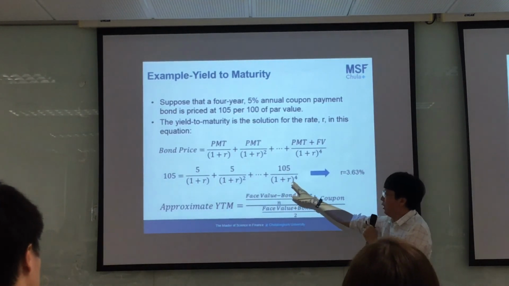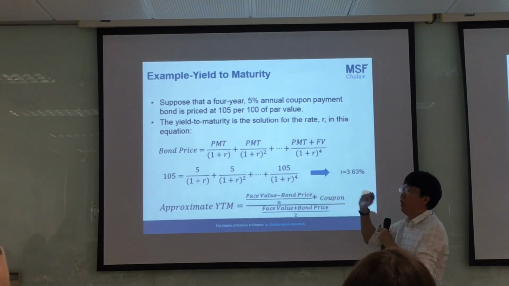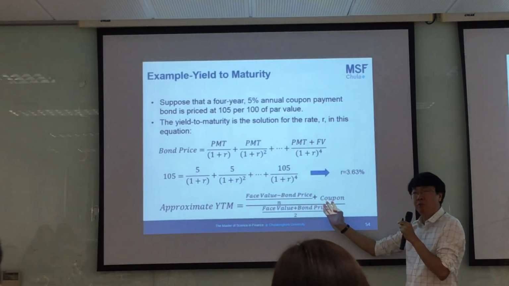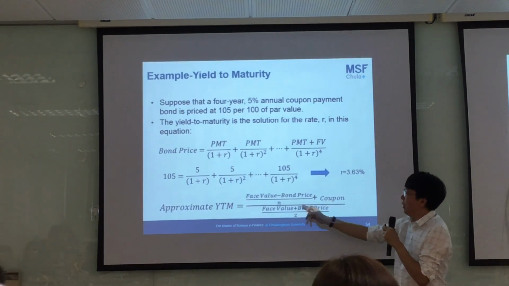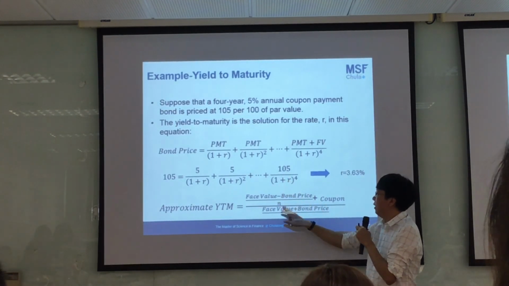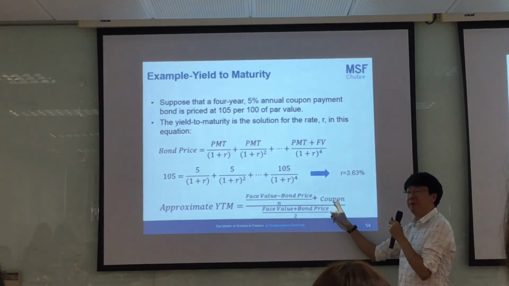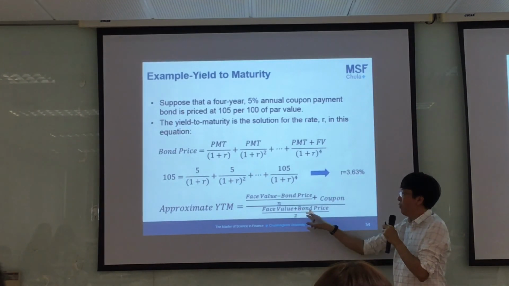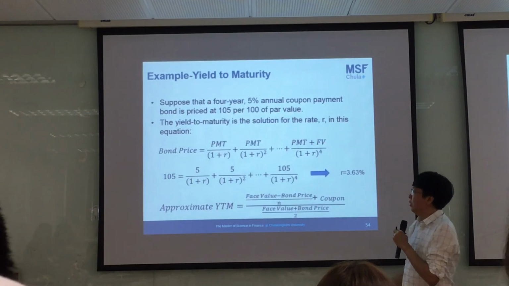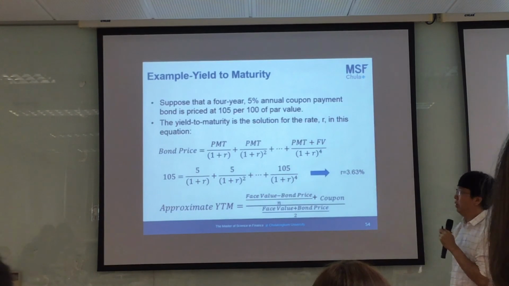As I said, this is not easy to solve by hand. So you have to use a financial calculator, or you can use this approximate yield to maturity formula. The face value 100 minus the bond price 105, divided by the number of periods 4, plus the dollar coupon 5, and divide by the average between the bond price and the face value. So you get the approximate yield to maturity.